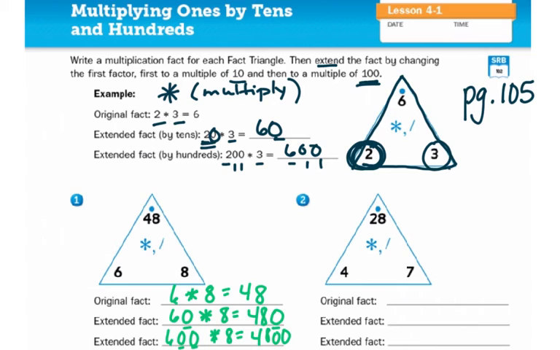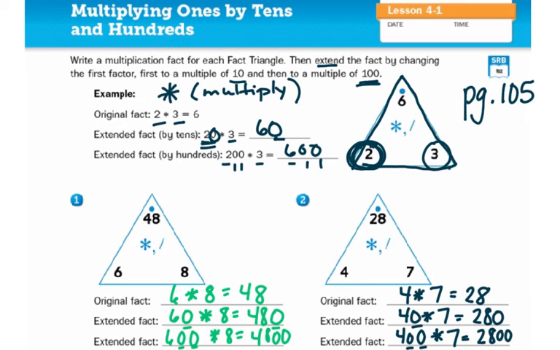Number 2, our original fact is 4 times 7 equals 28, or 28 divided by 7 equals 4. But since we're working multiplication, we'll take 4 times 7 equals 28. Make sure you're writing this on journal page 105 as you're watching this video. We'll extend the 4 and make it 40 times 7. 4 times 7 is still 28. I add the 0 on the end. 40 times 7 is 280. We'll extend that 4 and make it 400 times 7. 4 times 7 is still 28. 2 zeros I add to the end.